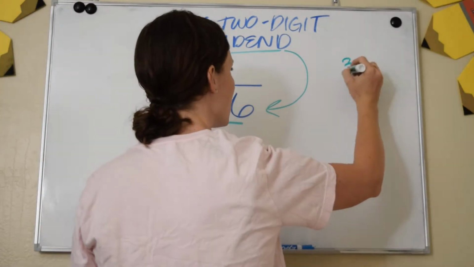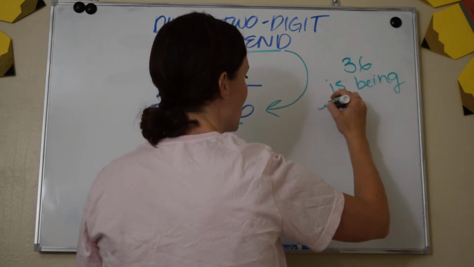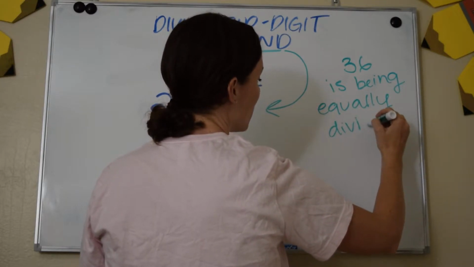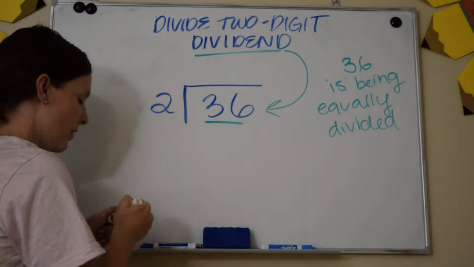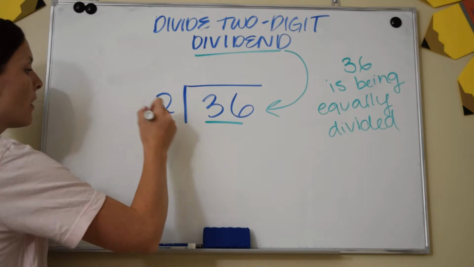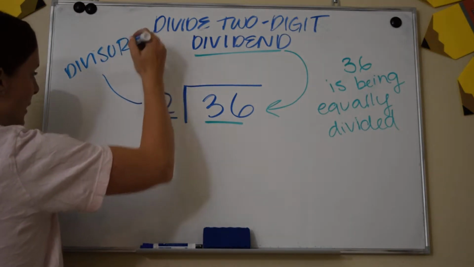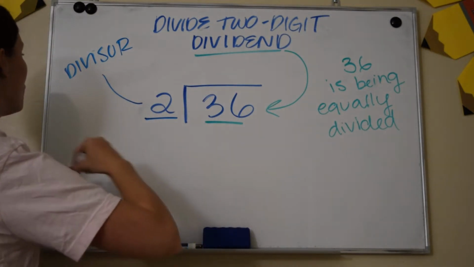So 36 is being equally divided. And what is it being divided by? The divisor. This 2 out in front is your divisor. This tells you how many equal groups to divide it into. So we want 2 groups.